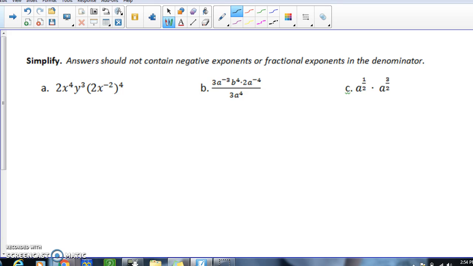Okay? So take a second. A and B should be straight review, meaning in A, the first thing we want to do is this power and then multiply. In B, the first thing we want to do is the numerator and then divide. So take a second, pause this, try A and B because those are straight review, and then we'll start talking about some of the other ones.